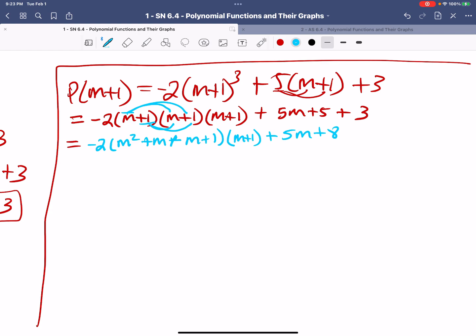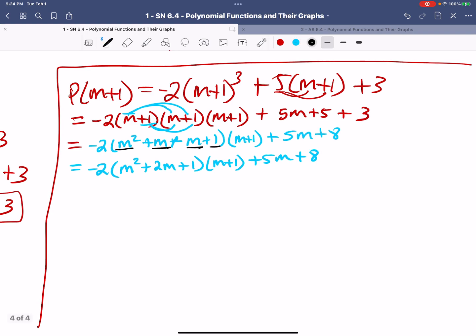All right, now I'm going to distribute or FOIL each of these, m squared and m and 1, onto m plus 1. But before I do that, I'm going to save myself one step at least. I'm going to combine on the inside and write m squared plus 2m plus 1 times m plus 1 plus 5m plus 8. Okay, so let's go ahead and FOIL again.